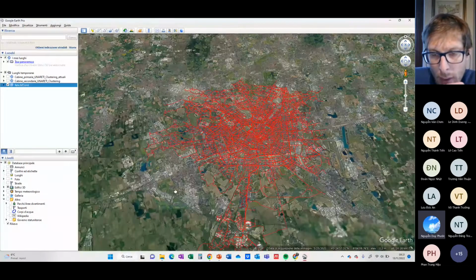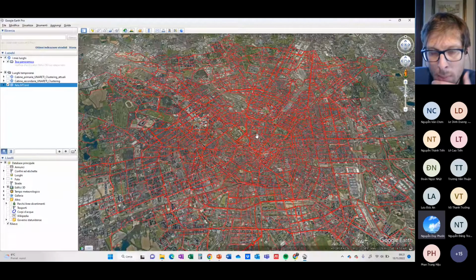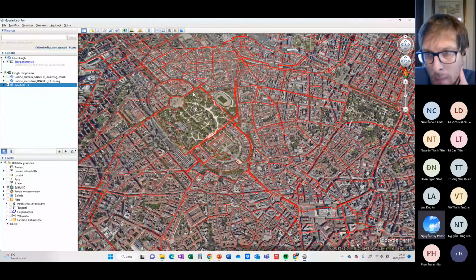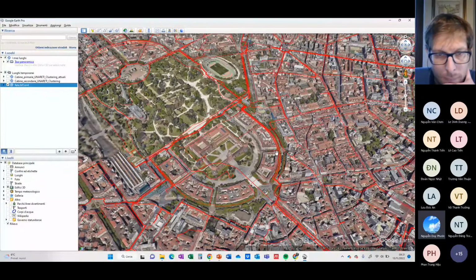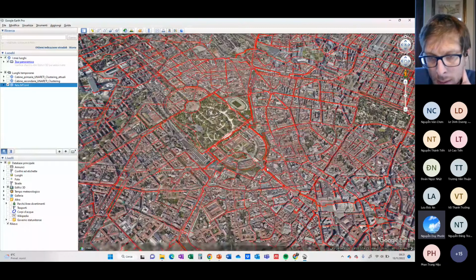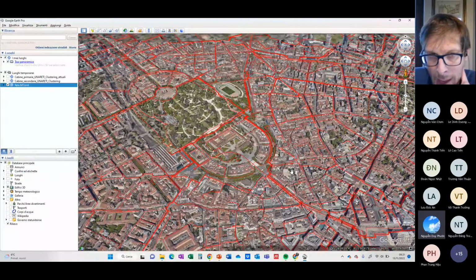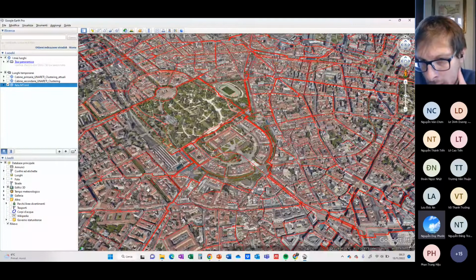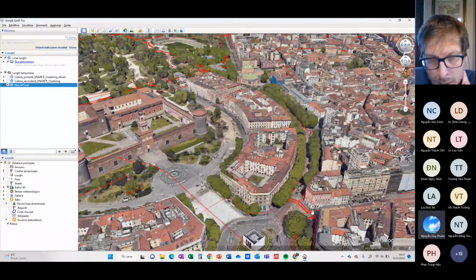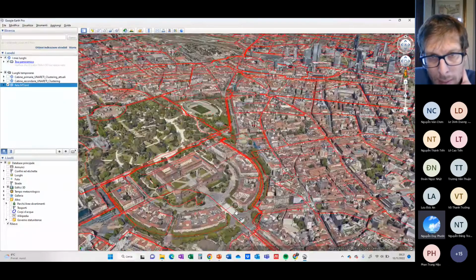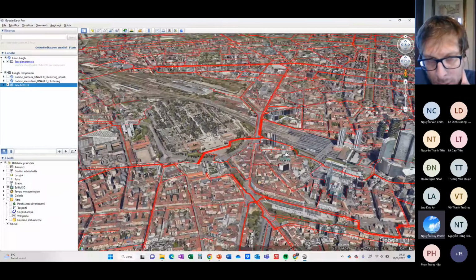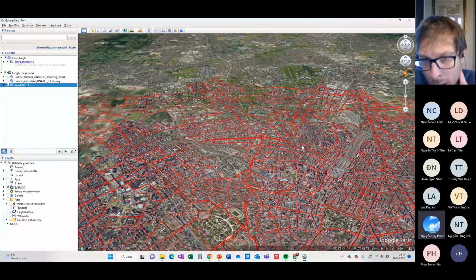So what you're seeing here are all the medium voltage cables, which are bringing electricity around the city of Milan. If you are walking around Milan, you cannot see any of those cables, because they are all under the streets and on the sidewalks. But look, you have like a spider net. It's very dense. You have feeders all around the city.